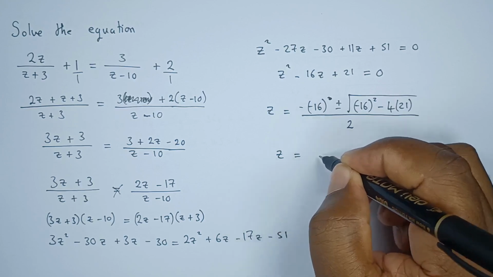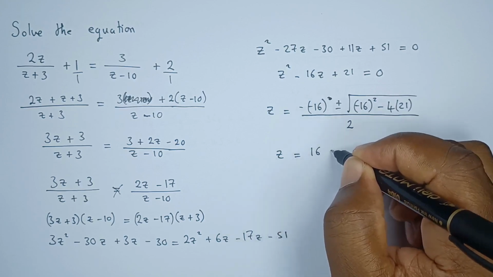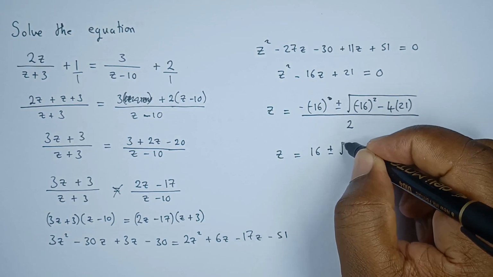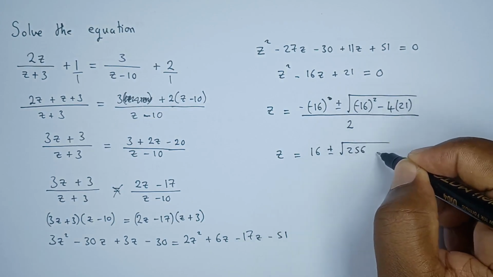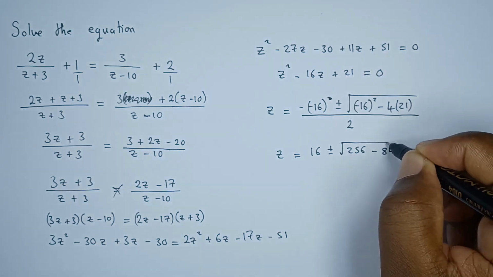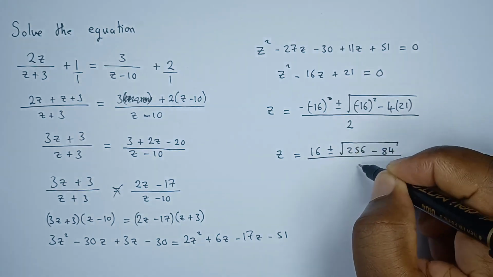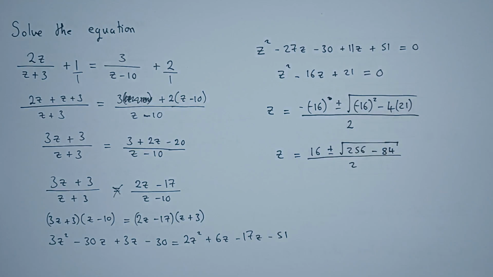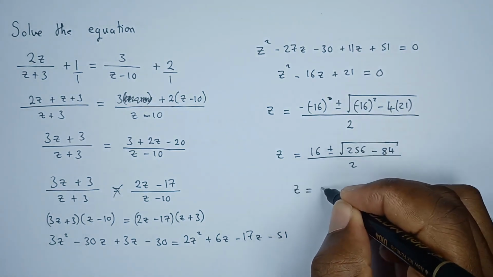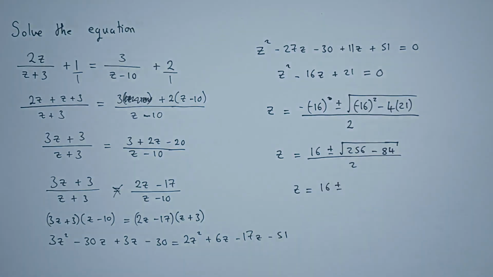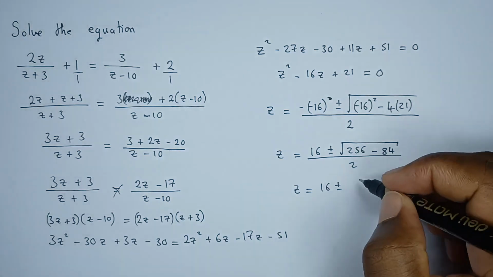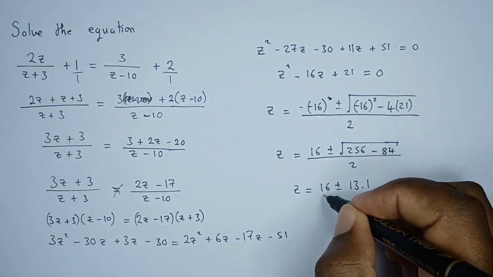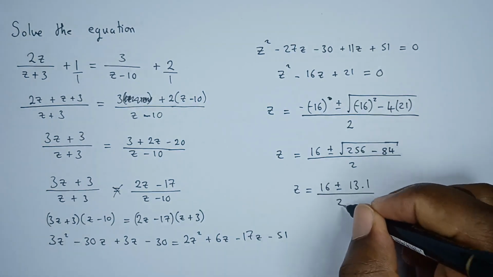So z will be equals to positive 16 plus or minus square root of 256 minus 84. And all this is over 2. Okay, so z is equals to 16 plus or minus. So 256 minus 84 is 172. If we take a root, we'll get 13.1. All this is divided by 2.